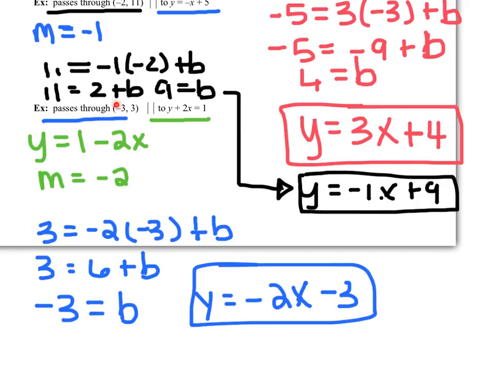So we have an x and a y coordinate. What we're missing is the slope. We know that it's parallel to the green line. The difference here is that we can't quite identify the slope of the green line yet because it's not written in slope-intercept form. It's actually written in standard form.